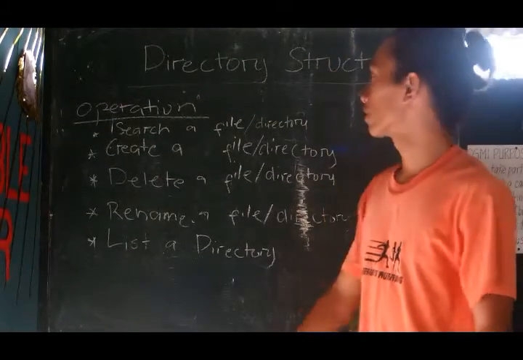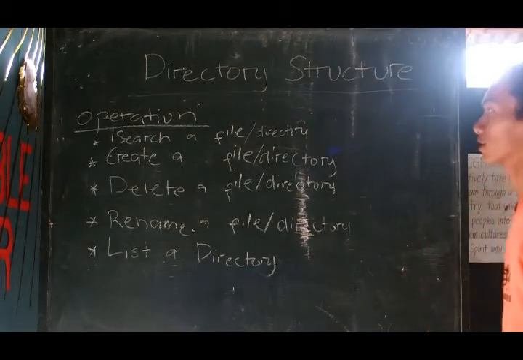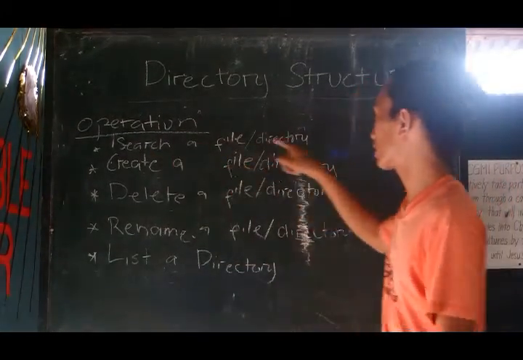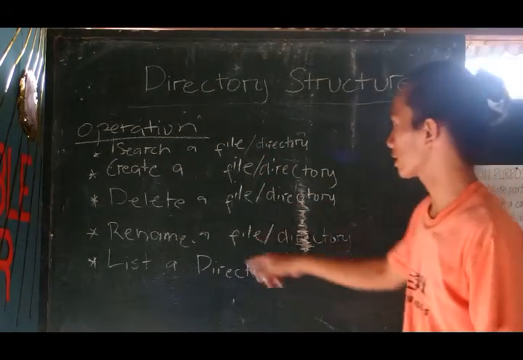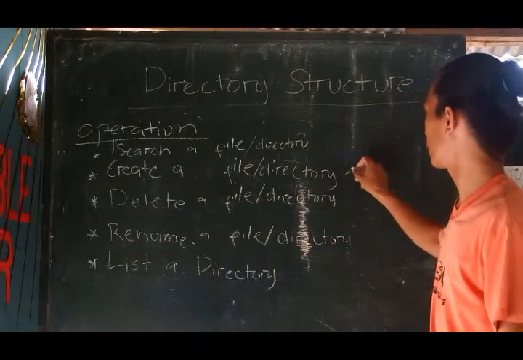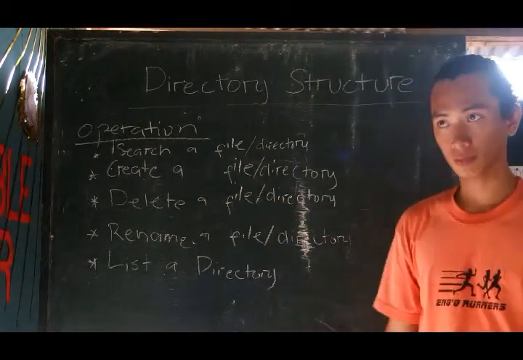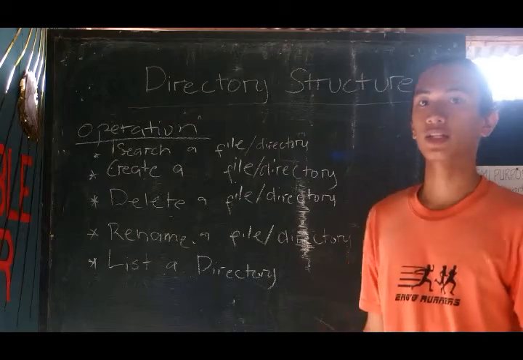Now we will tackle the operations of directory structure. First, search for a file. Very basic. We'll search files in a specific directory. Next is create a file or directory. From a directory, create a new directory or folder to put new files in it.